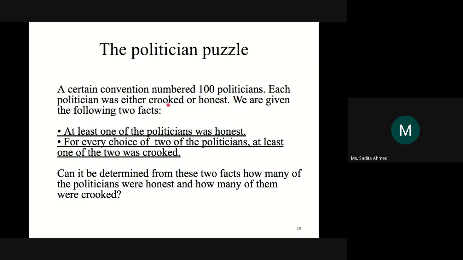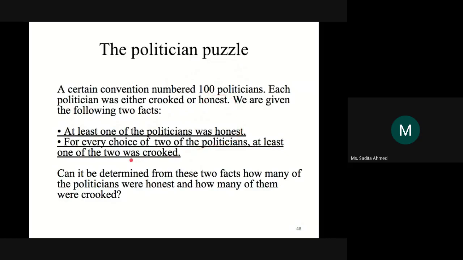That's what we know. Other than that, the other two things that are already stated are that of these 100 politicians, at least one is honest. There can be more than one, obviously. There can be more than one who's honest, but at least one of the 100 politicians is honest.